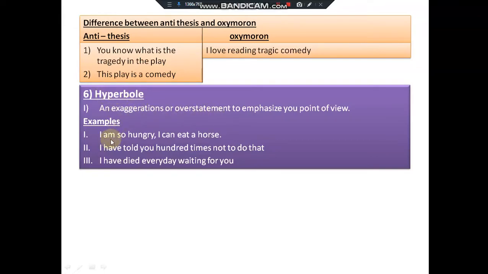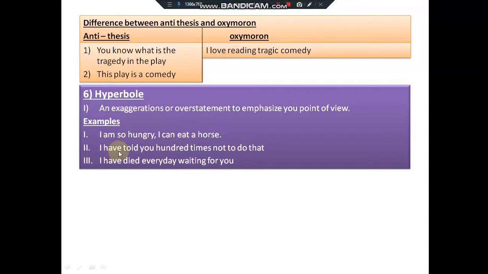For example, if I say, I am so hungry, I can eat a horse. Eating a horse is the example of hyperbole here. Can we eat a complete horse when we are hungry? That seems impossible. That is an exaggeration, an overstatement.